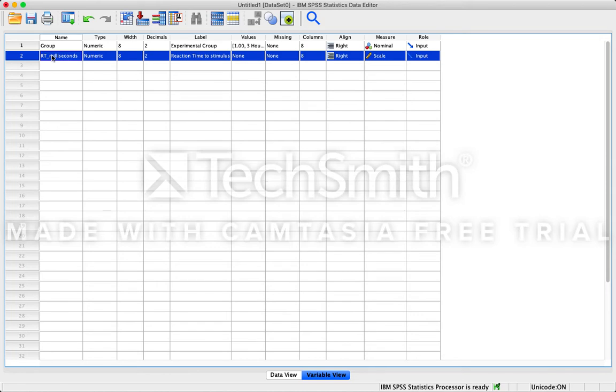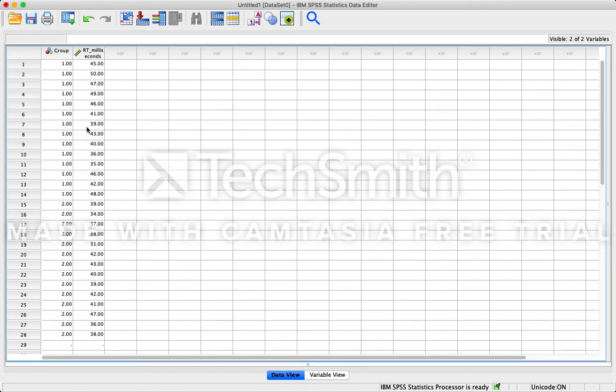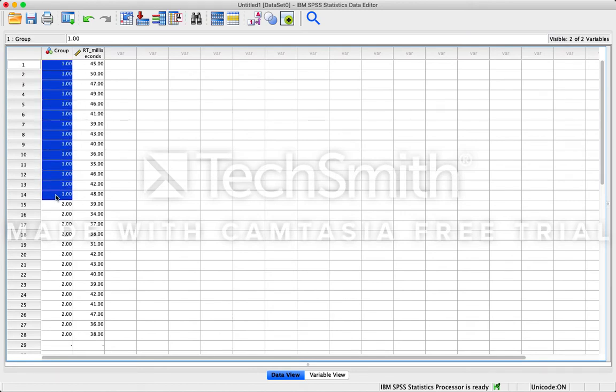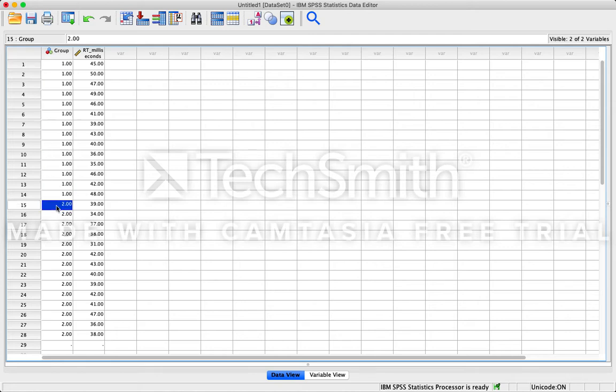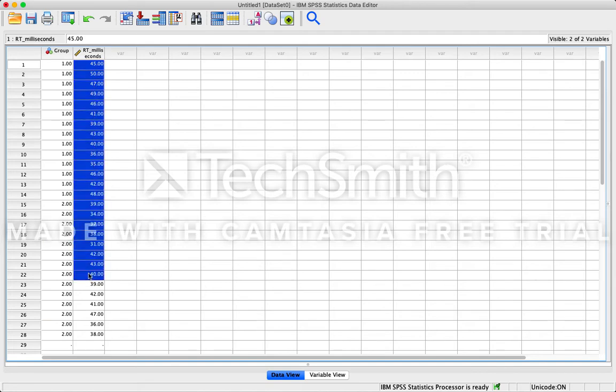The dependent variable is the reaction time. So participants will be shown a stimulus, and then I will record their reaction time in milliseconds. And here you can see the data. Those assigned a 1 are in my 3 hours of sleep group. Those assigned a 2 were in my 8 hours sleep experimental group. And then you can see the reaction times for all the participants in the study.